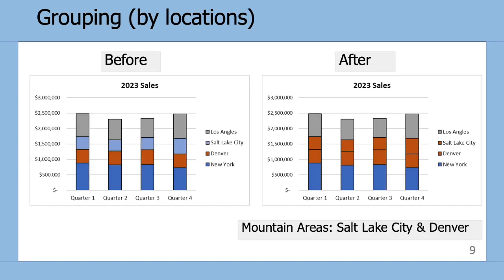Similarly, this next example demonstrates how to use color to group by location. On the left-hand side, each segment in the column graph corresponds to a different color, which corresponds to a different city. Where on the right-hand side, we grouped Salt Lake City and Denver together using the same orange color since they both represent mountain areas.